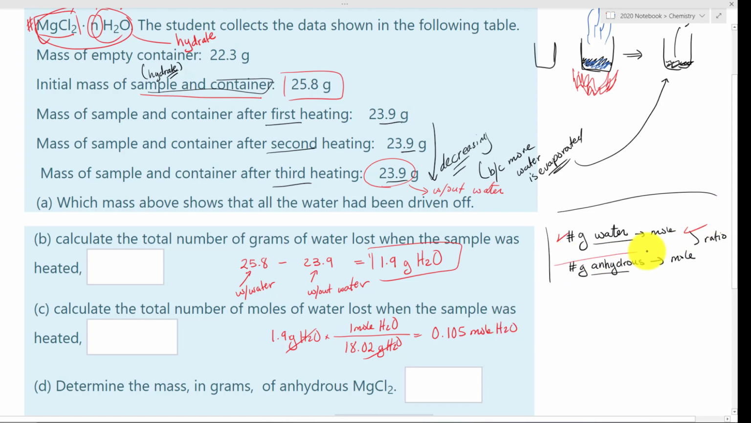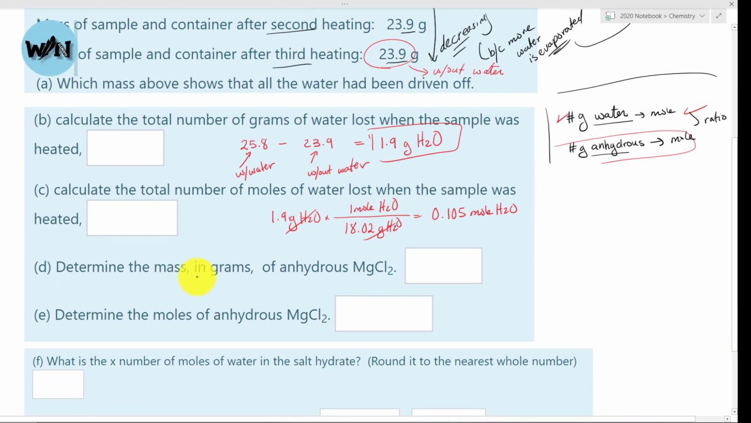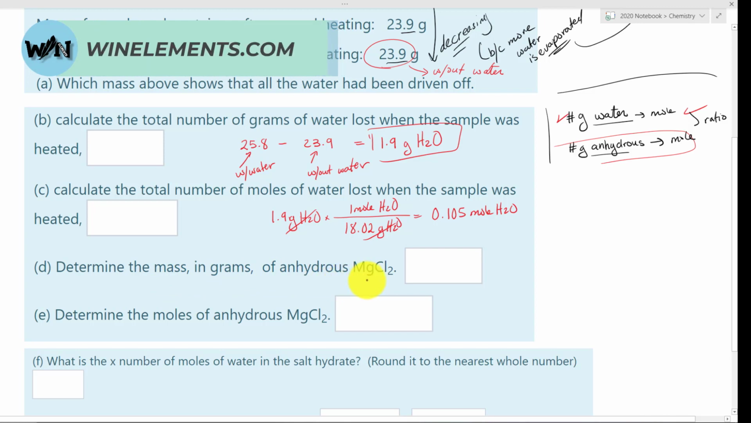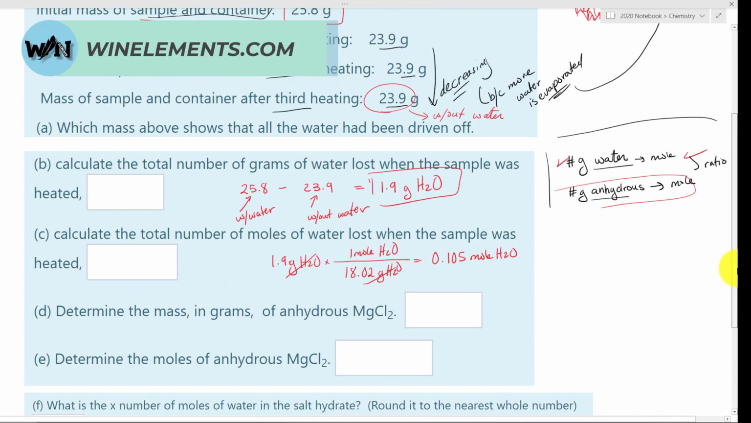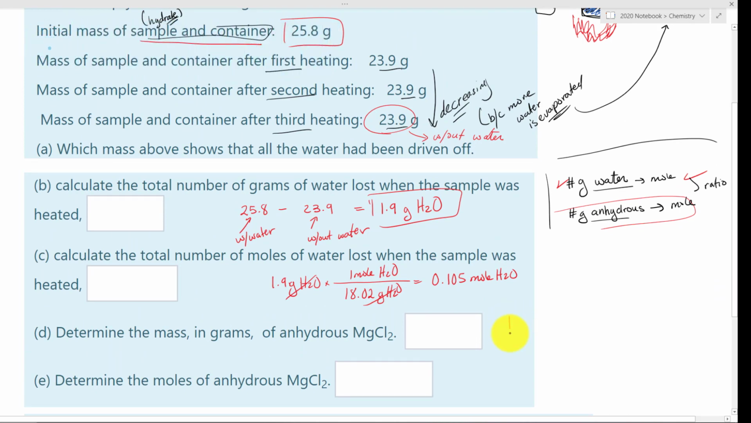So far, we got this information done. Now we are going to focus on that. See? Always go back to this one. Now we go back and determine the mass in grams of the anhydrous magnesium chloride, MgCl2, to be exact. So in this case, you have to think about it. Okay, so you have this right here. I want to change this to a different color.